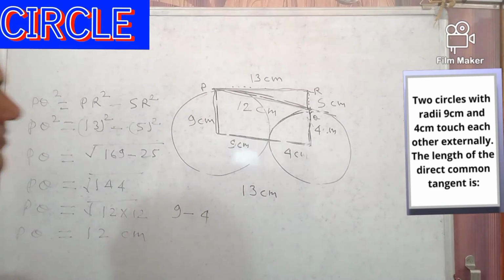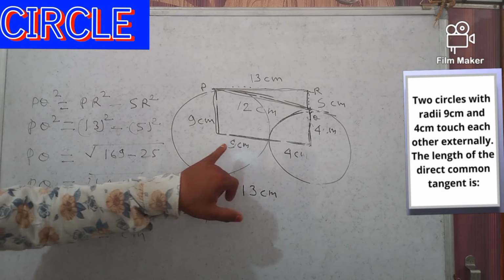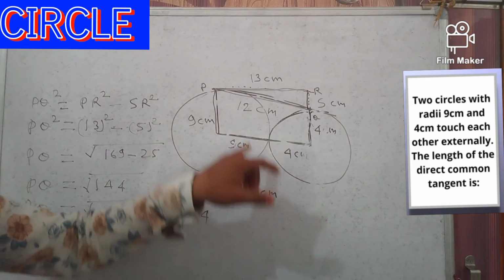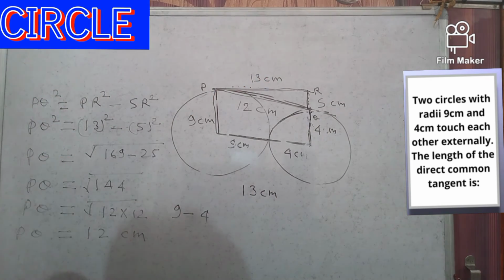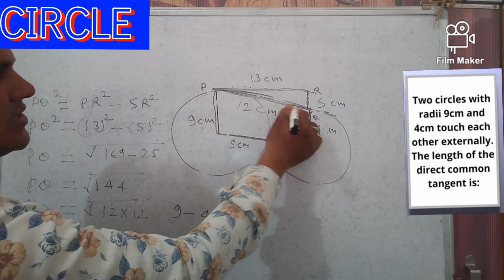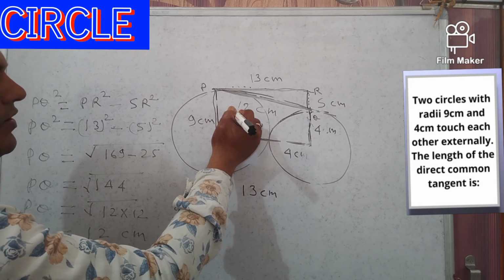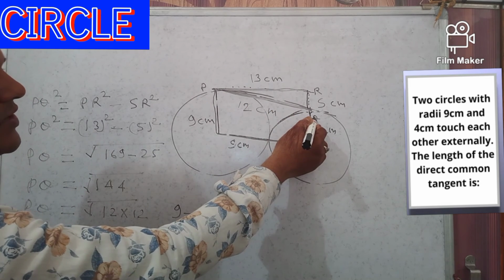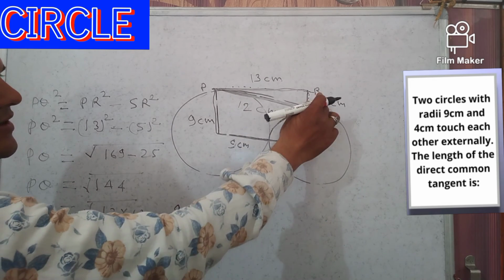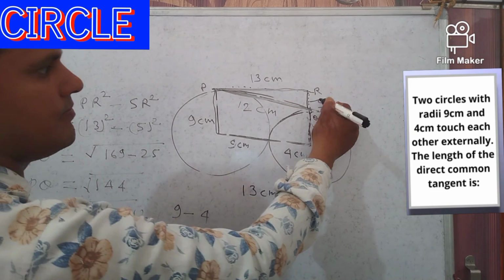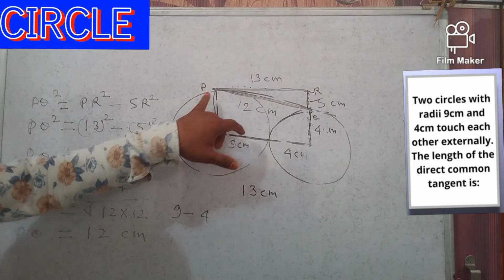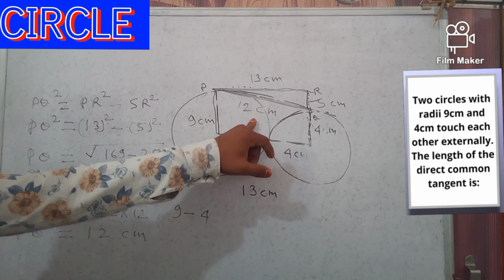Right, friend? This length is 9 centimeter and this length is 4 centimeter. The total distance is 13 centimeter. We need this length, the common tangent. This is a common tangent, right? So we have PR equal to 13 centimeter and QR equal to 5 centimeter. After calculating, we found PQ is equal to 12 centimeter.